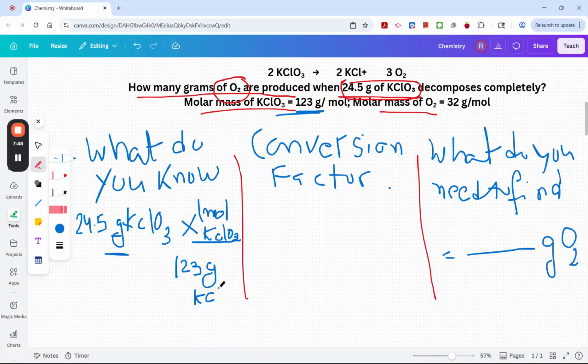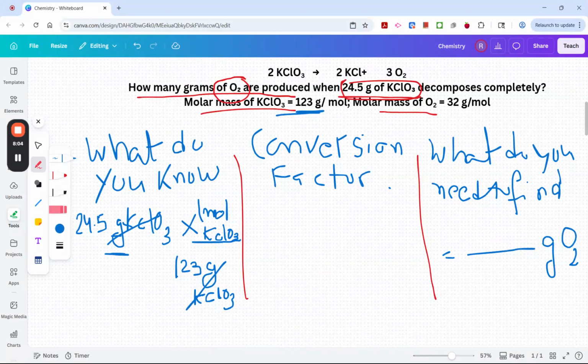KClO3. Why am I writing units? So that we know we are cancelling the same unit. That's part of dimensional analysis. Be very careful. The same unit should be cancelled. If you're multiplying the same unit, it means you're using the wrong conversion factor. Your whole stoichiometry will be wrong.